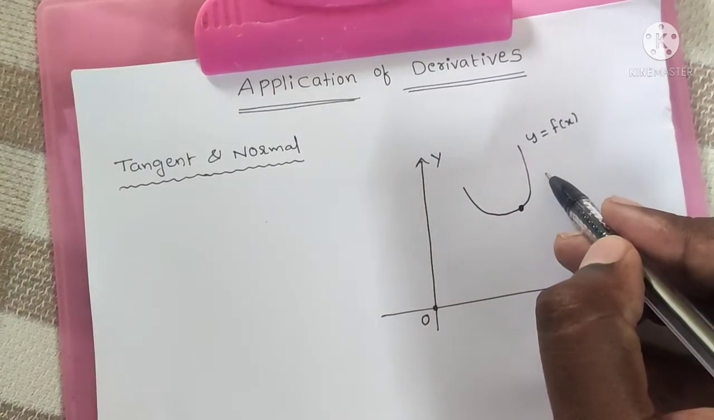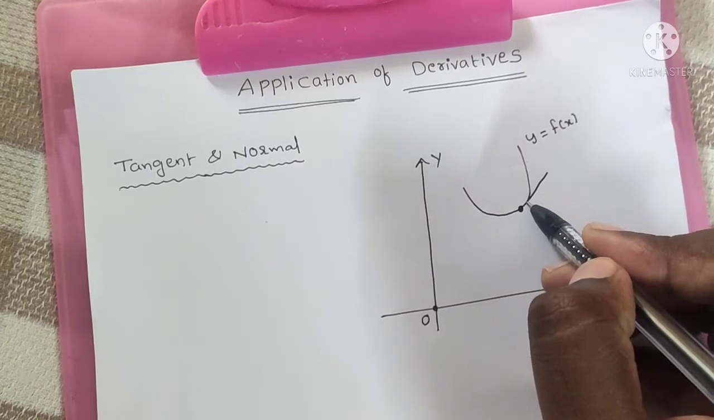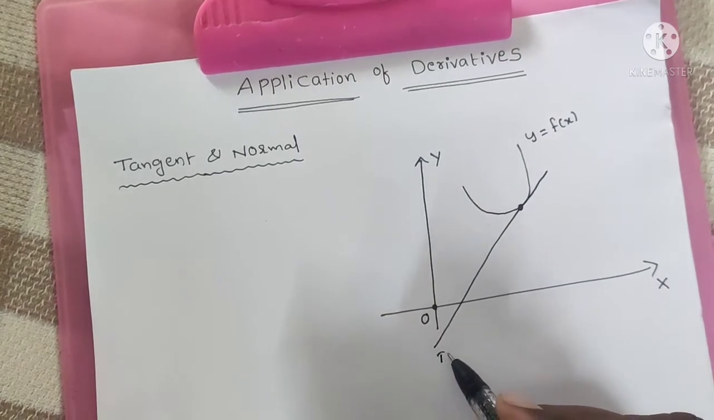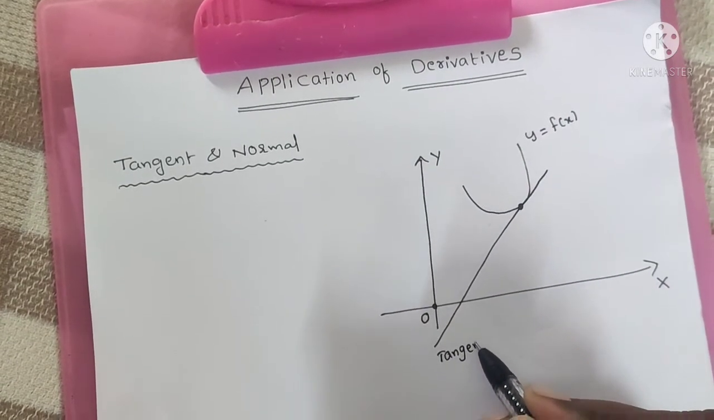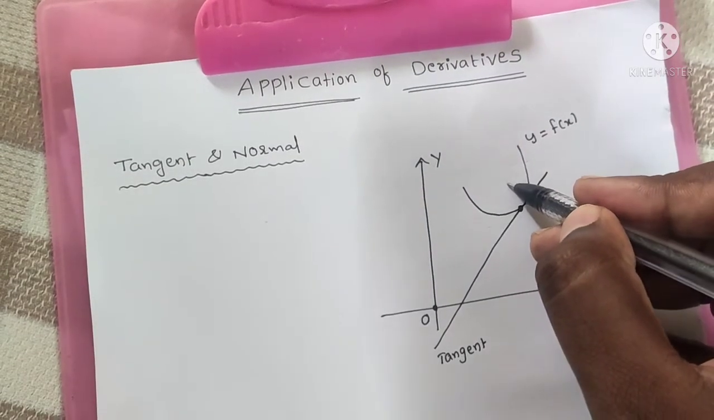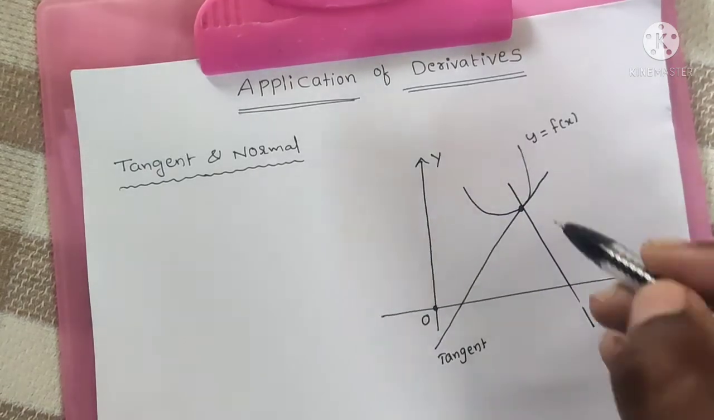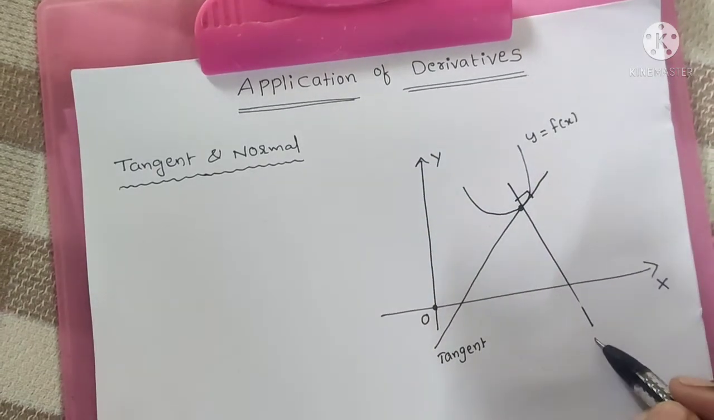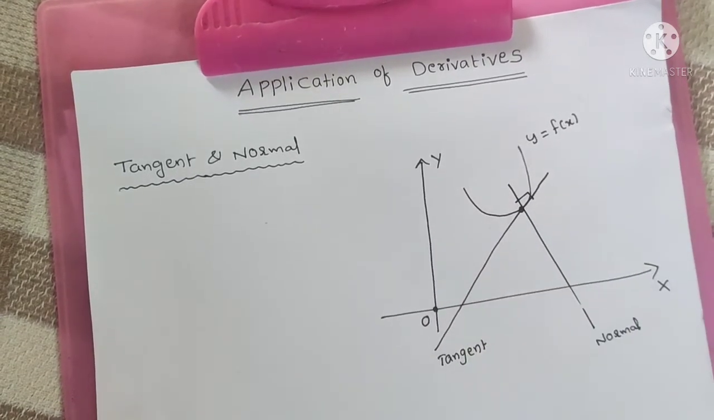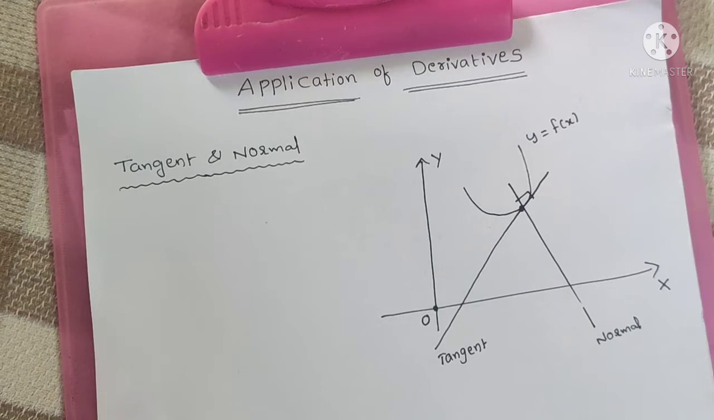At this point, you draw a line which touches the curve at only one point. This line is called tangent. At the same point, you draw a perpendicular to the tangent. This line is called normal. Both are lines at point P, but tangent and normal are always perpendicular to each other. So this is tangent and normal.